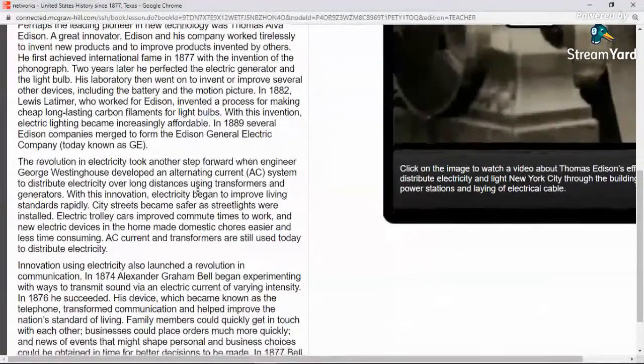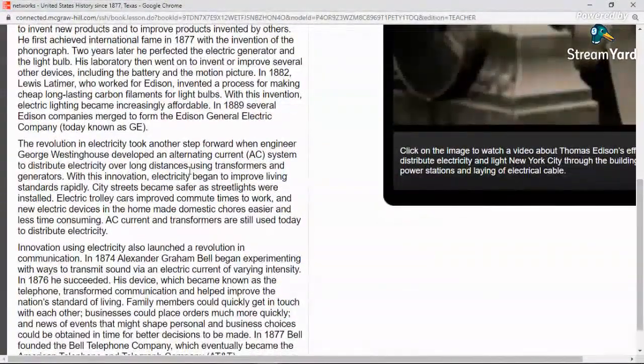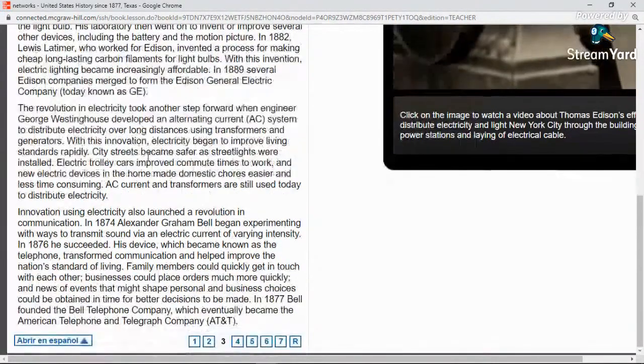Okay, so he created many, many, many things, and his companies merged to create the Edison General Electric Company, which today is known as GE, the GE light bulb. So you see that Edison himself had lasting impact because his company still exists.